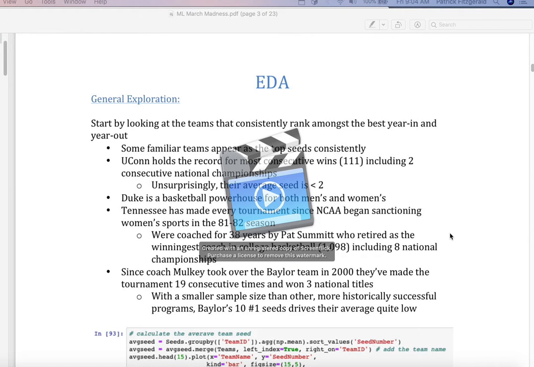EDA. I did this in both Python and R. Python for just the straightforward EDA, and then I computed some advanced statistics in R.